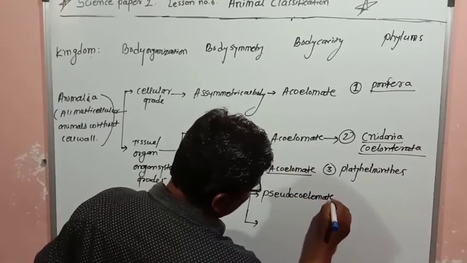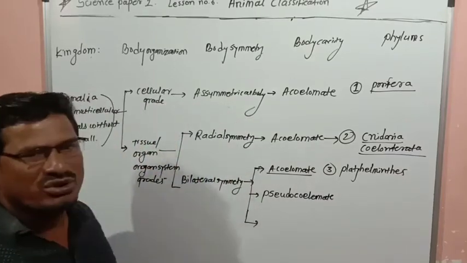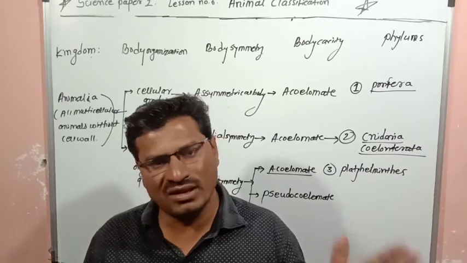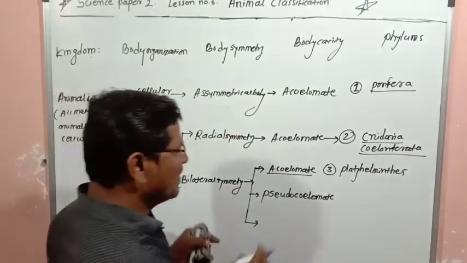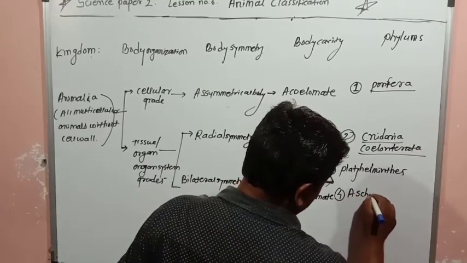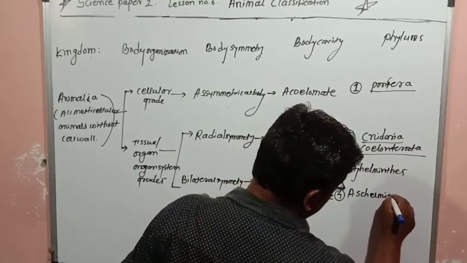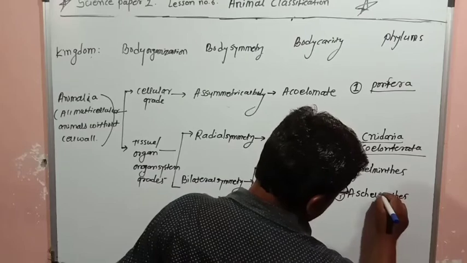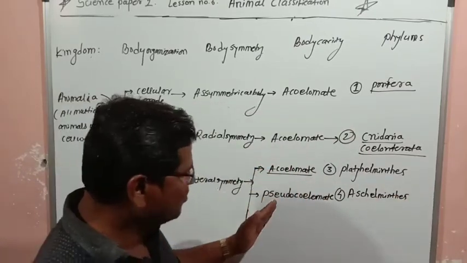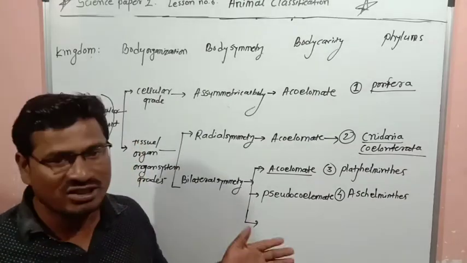So in the pseudocoelomate only one phylum is there, and that is the fourth phylum, Helminthes. Again, after acoelomate and pseudocoelomate, the next one is the eucoelomate.